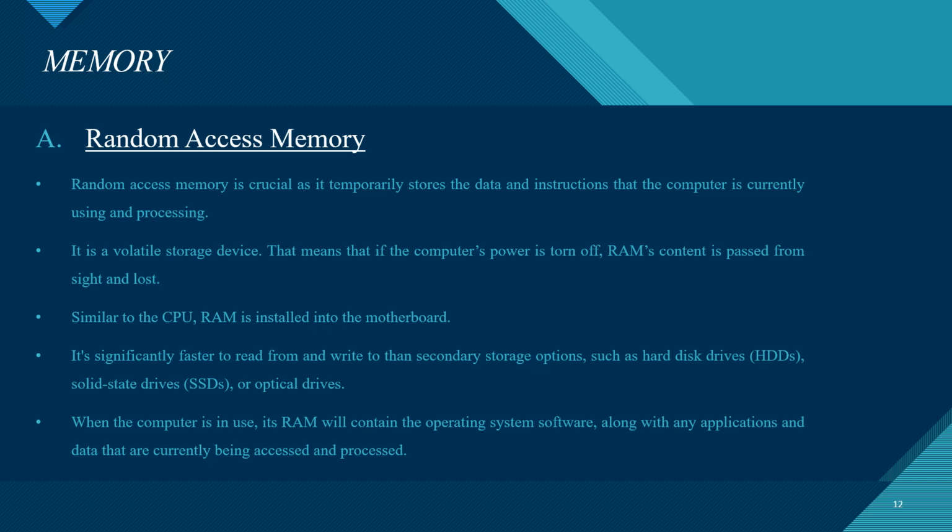Similar to the CPU, RAM is installed into the motherboard. It's significantly faster to read from and write to than secondary storage options such as hard disk drives, solid state drives, or optical drives. When the computer is in use, its RAM will contain the operating system software along with any applications and data that are currently being accessed and processed.